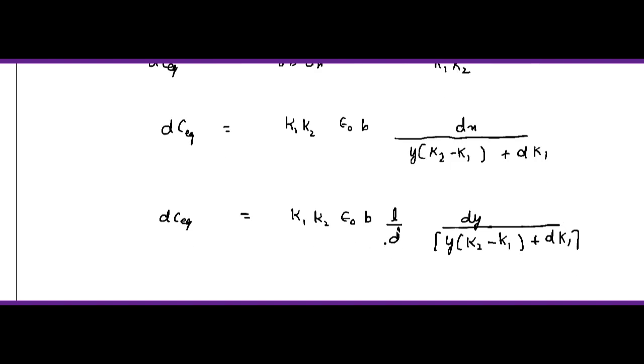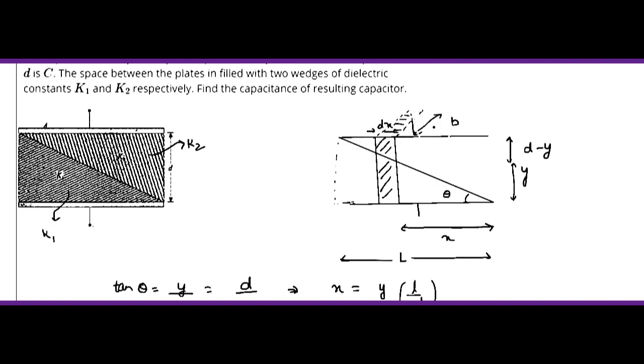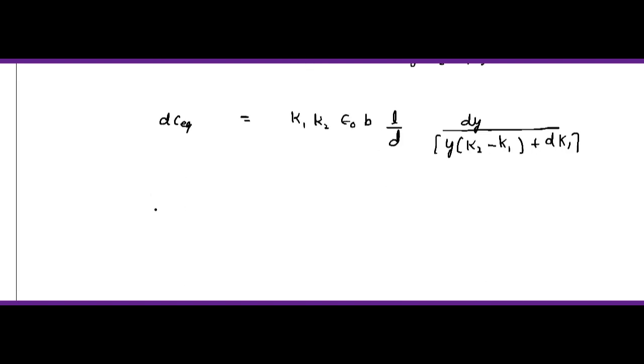Now what would be b into L? This is the total length. L is the total length and b is the width. So what is b into L? It is the area of the plate. Area of the plate would be b into L. So we can write A in place of b into L.